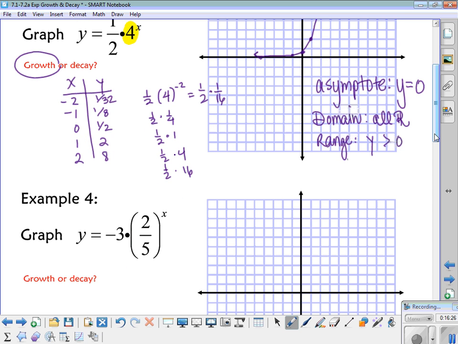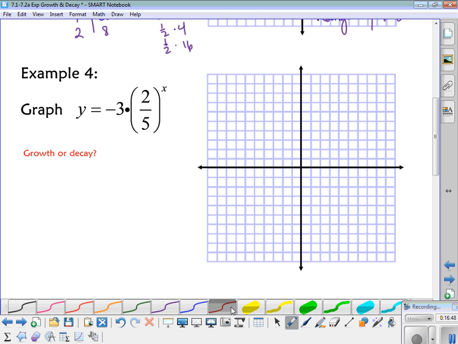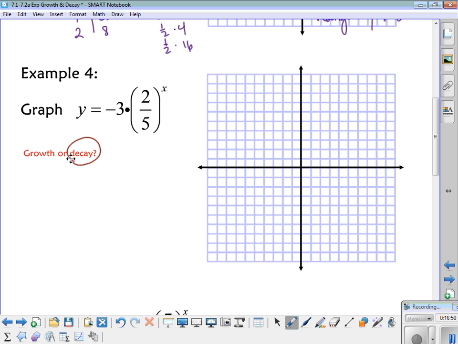So the next example we're going to do is y is equal to -3 times 2/5 to the x power. Okay, so again, now show me on your fingers, do you think it's growth or decay? This time, growth or decay? Yeah, it's decay. Because now my base is between 0 and 1. It's only 2/5. So if I make myself a little table here, do -1, 0, 1, 2.